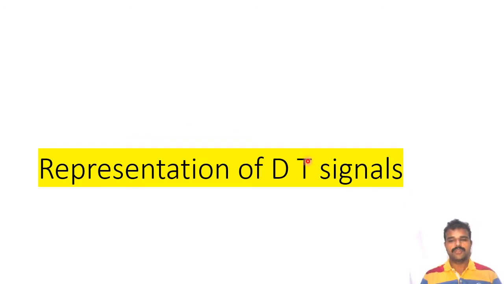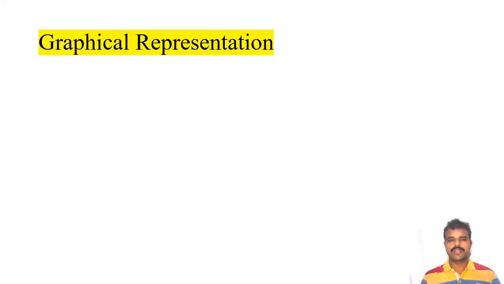Now, the major part of discussion of this video is about the representation of discrete time signals. So there are many ways to represent a discrete time signal. First one is graphical representation. So that is very simple and most efficient way of representing a signal.